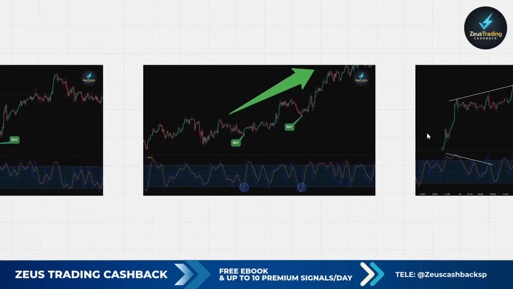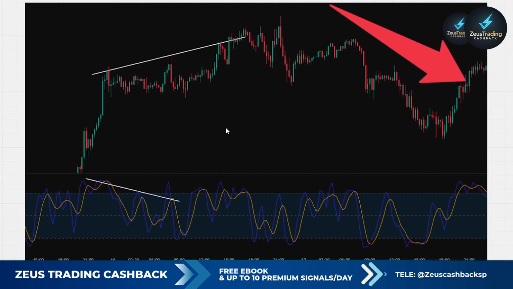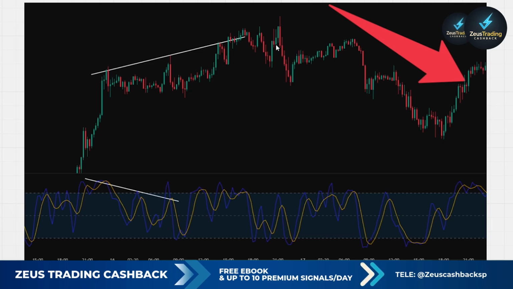Another powerful application is divergence. Divergence happens when the price and the oscillator disagree. For example, price creates a higher high while stochastic creates a lower high. That signals weakening momentum and often precedes a reversal. Conversely, price makes a lower low while stochastic makes a higher low, which means selling pressure is fading and a bounce could follow.